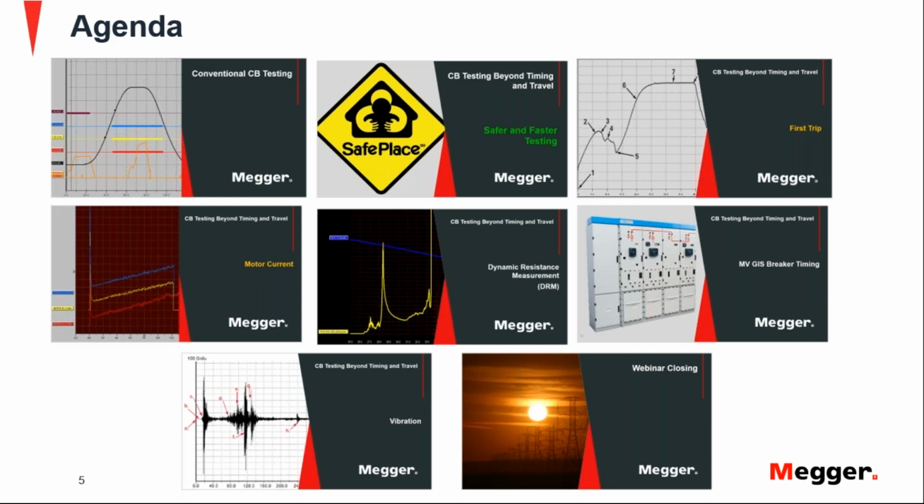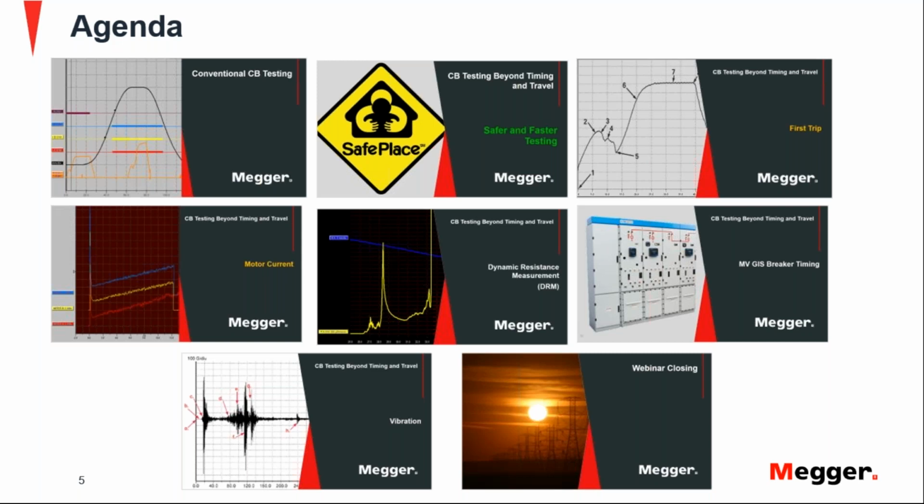So the agenda for today: we are going to talk about conventional circuit breaker testing. We're going to discuss the basics, how it operates and what you get from that test. And then we're going to discuss how to make this test safer and faster. There are some hazards involved with conventional timing, and there are a lot of procedures and activities needed to do the test. So we're going to discuss how to make it safer and faster.